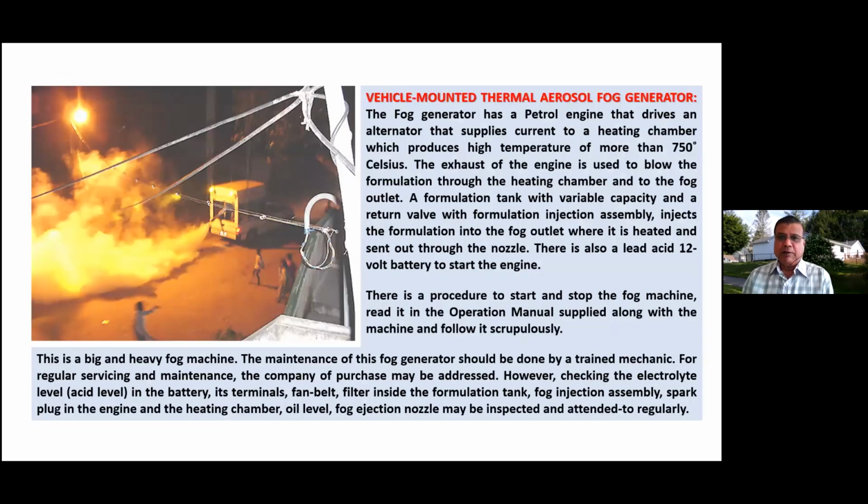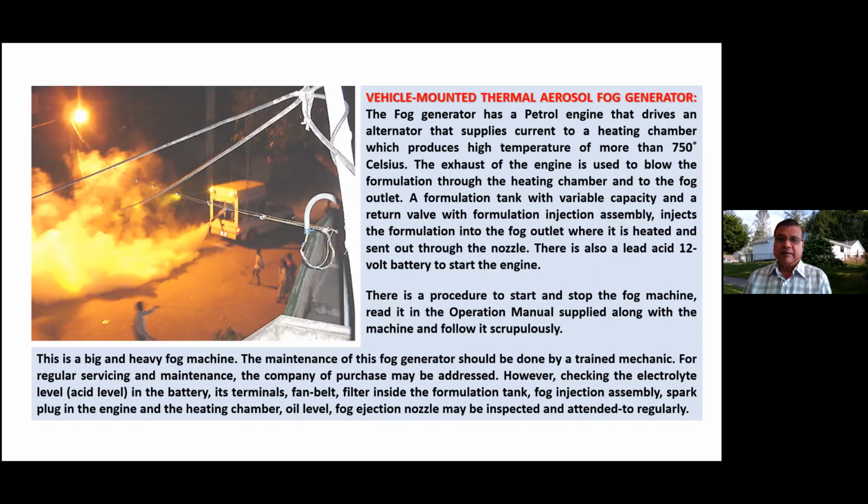So this is the thermal aerosol fog generator. You can see in the photograph the dense fog that is coming out of that machine. The fog generator has a petrol engine that drives an alternator that supplies current to a heating chamber, which produces a high temperature of more than 750 degrees Celsius. So such a high temperature is produced. The exhaust of the machine is used to blow the formulation through the heating chamber and to the fog outlet. So the fog is pushed or blown out because of the exhaust of the machine.